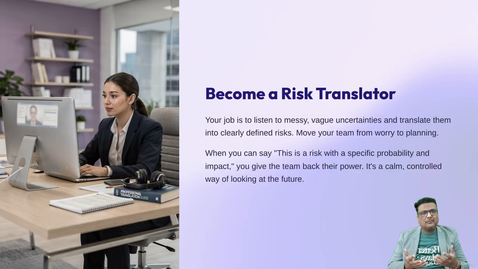It's like being a weather forecaster. People don't want to hear "the atmosphere is unstable." They want to know, is there a 60% chance I need an umbrella at 2 p.m.? When you can take a big, scary uncertainty and say, this is a risk with a specific probability and a specific impact, you give the team back their power. You move them from a state of worry to a state of planning. It's a very calm, very controlled way of looking at the future.